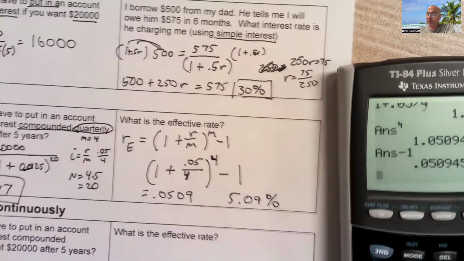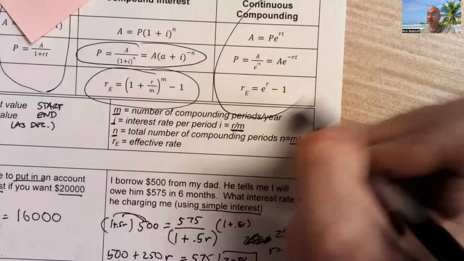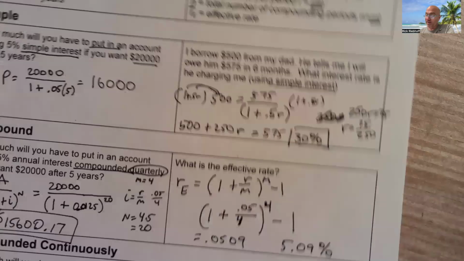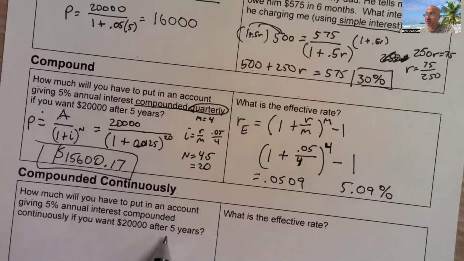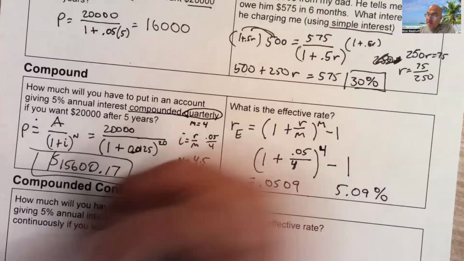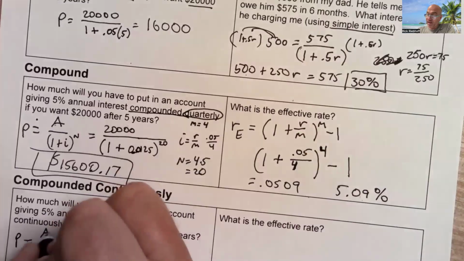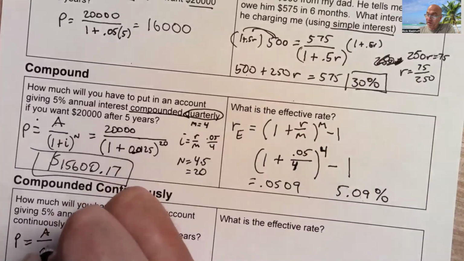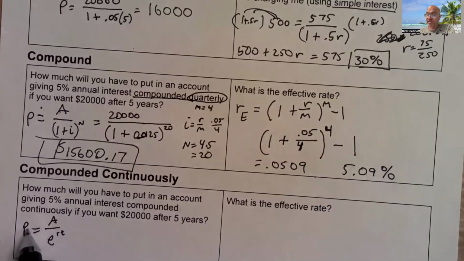All right, good stuff. Last one, compounded continuously. So now we are into these formulas right here. How much will you have to put in an account, giving 5% annual interest, compounded continuously, if you want 20,000 after 5 years? We're going to use the top right, but down one formula. P equals A over E to the RT. We're just solving A equals PERT for the P, right? We divided both sides by the ERT.